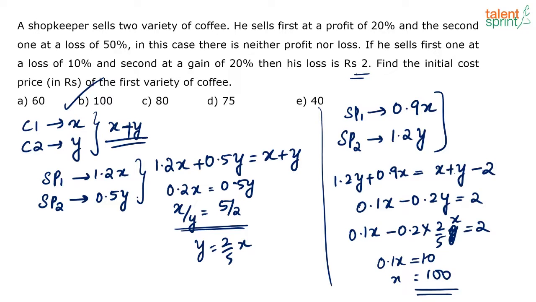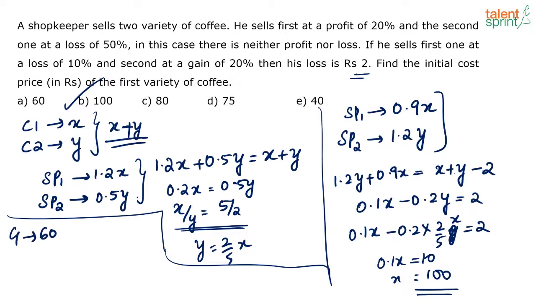The other way to approach this question would be to go with the options. Now, assume that I am going to go with the options. Let us take option 60 and see. Now, what are they saying? So, this 60 here, I am assuming that it is the correct answer. If that is the correct answer, that is the cost of the first variety of coffee. So, the first variety, that is C1, I am taking it as 60.